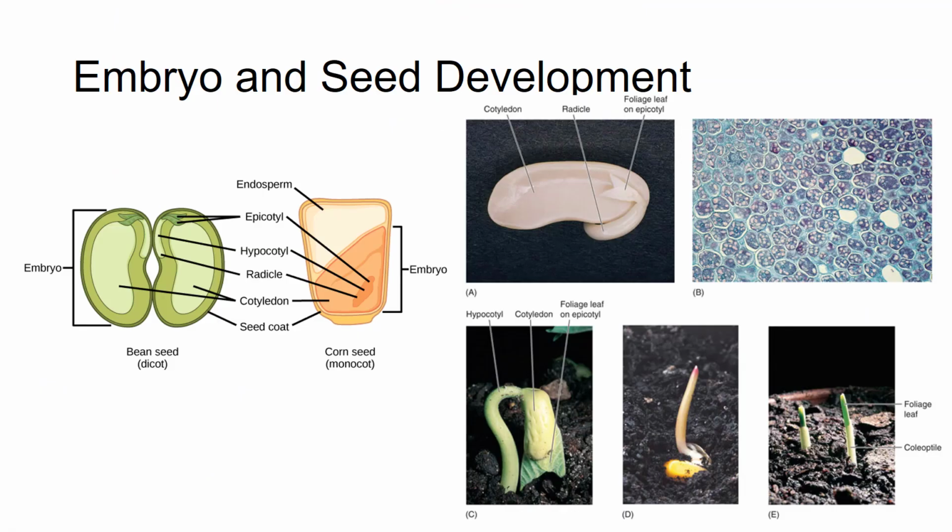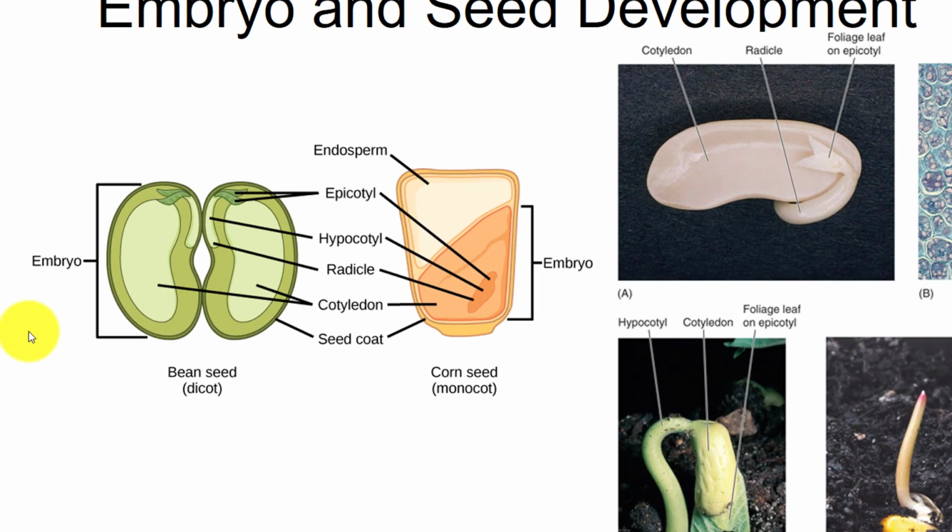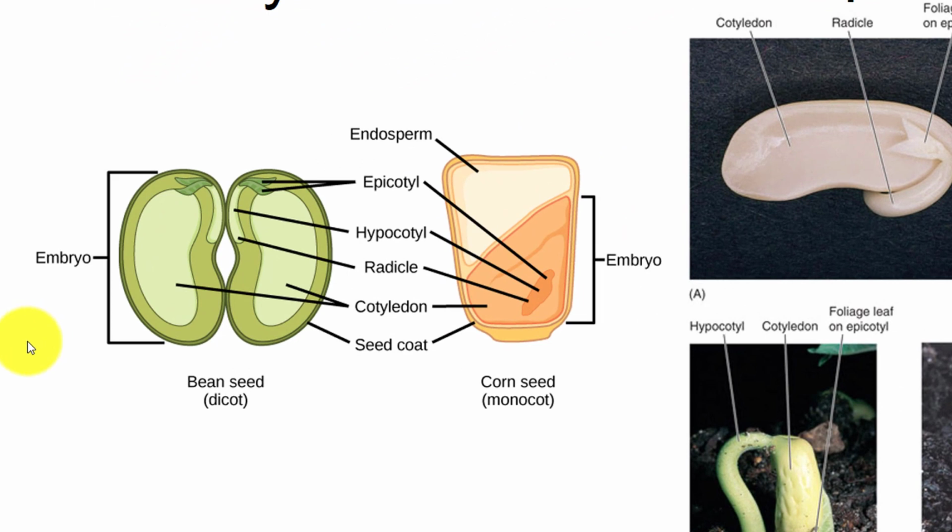The divisions of the zygote form the embryo. 2 primordia develop into 1 or 2 cotyledons. They also consist of a radicle, an embryonic root, epicotyl, an embryonic stem, and hypocotyl, the root-shoot junction. Cotyledons store nutrients used during and after germination.